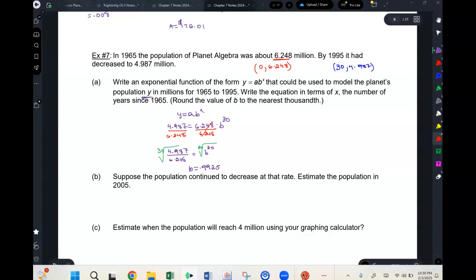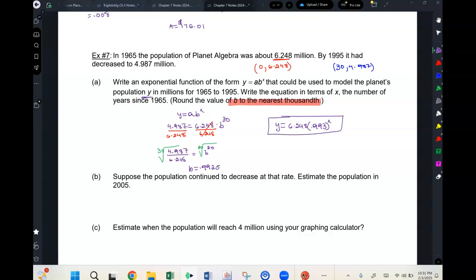Okay, so take a look at what it says here. It says to round b to the nearest 1,000. That is 3 decimal places, right? Okay, so when we write our equation, it's going to be y equals a times b, 0.993, to the power of x.